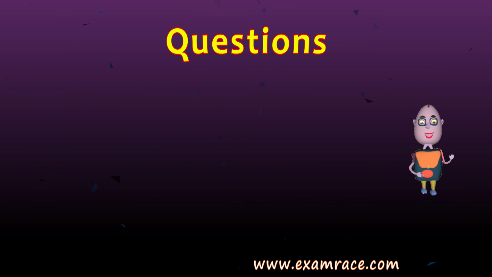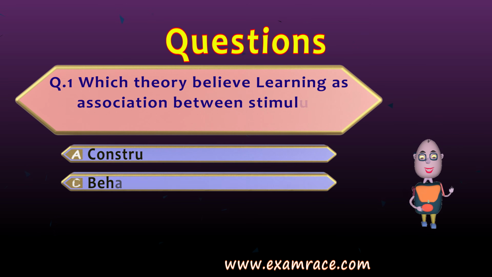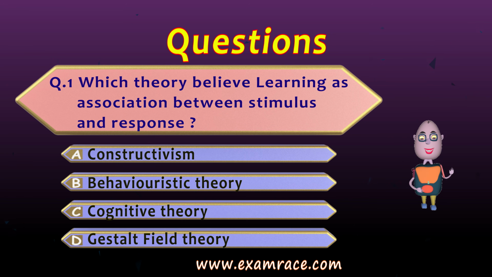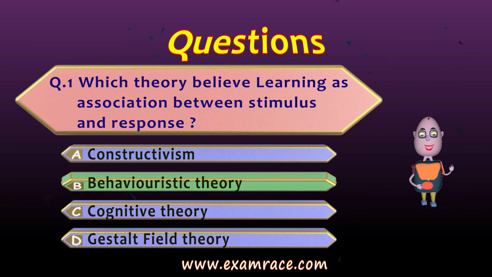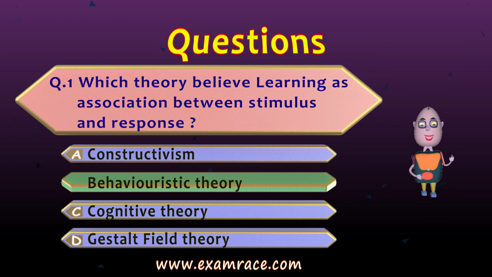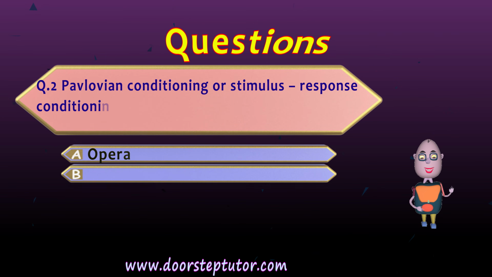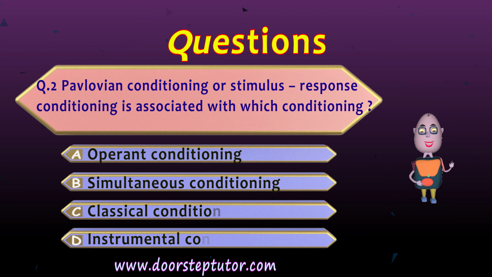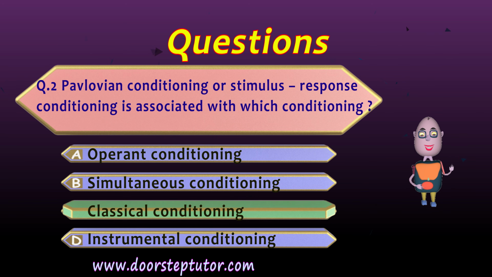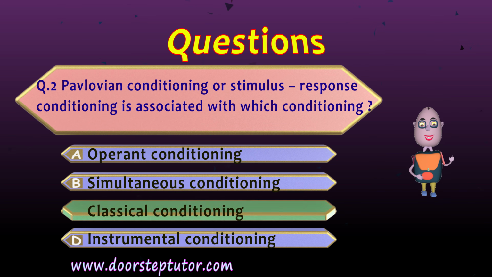Now let's start with MCQ. Question number 1. Which theory believes learning as an association between stimulus and response? Answer of question number 1 is B, because according to behaviorism, learning is an association between a stimulus and response. Question 2. Pavlovian conditioning or stimulus response conditioning is associated with which conditioning? Answer of question 2 is C, because classical conditioning is also known as Pavlovian conditioning.